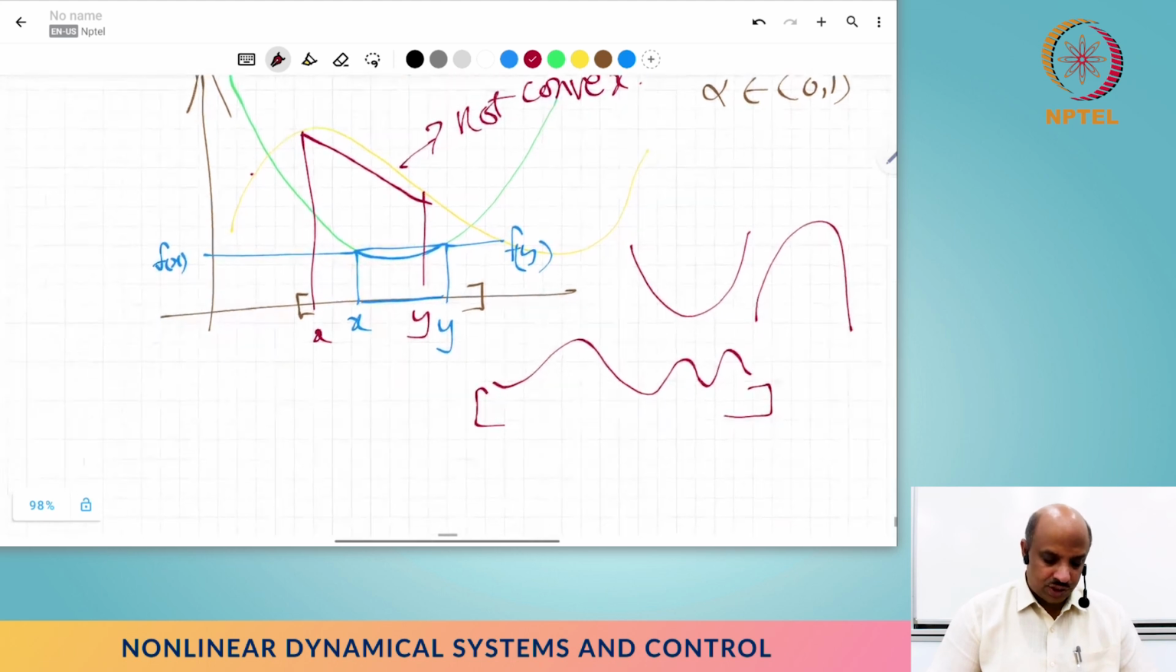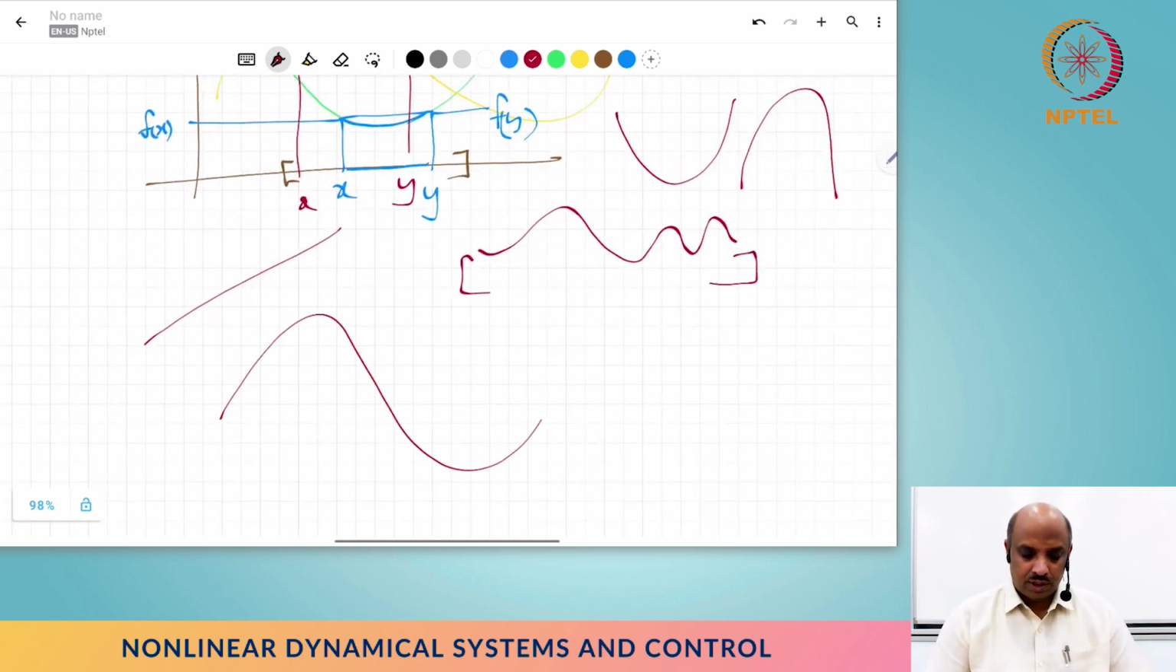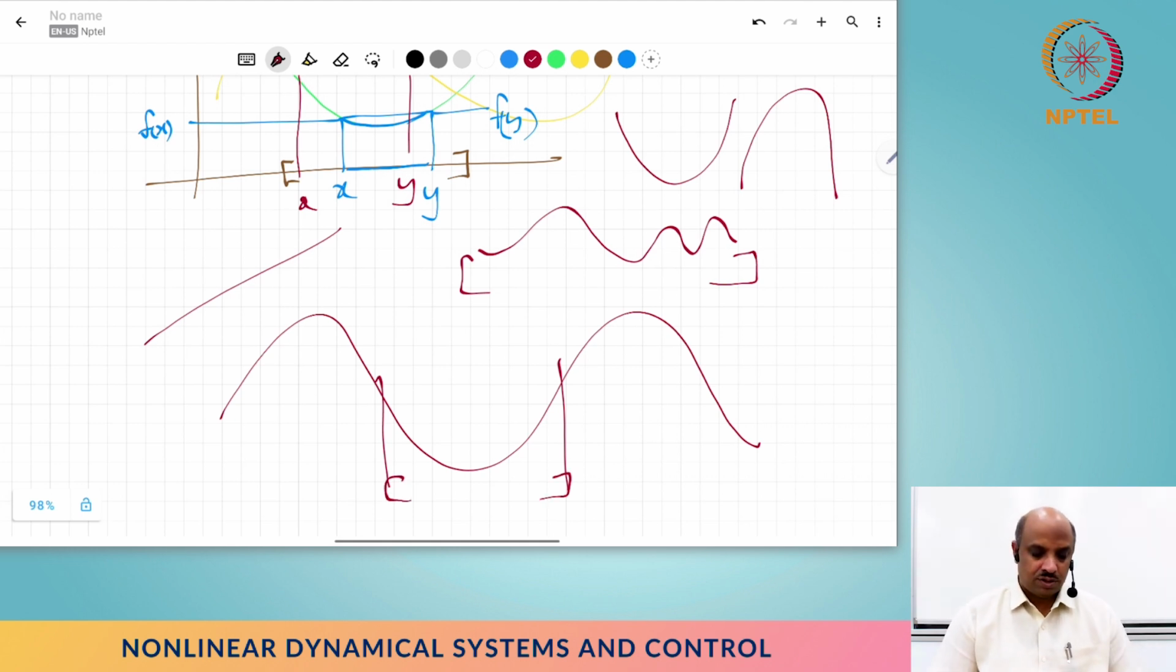Now, just a side remark: a straight line is both convex and concave. Though this may not look like a convex function, we can actually say this is convex on this subset, right? So it's not like convex is defined over the entire real line or space, whatever we are working on.